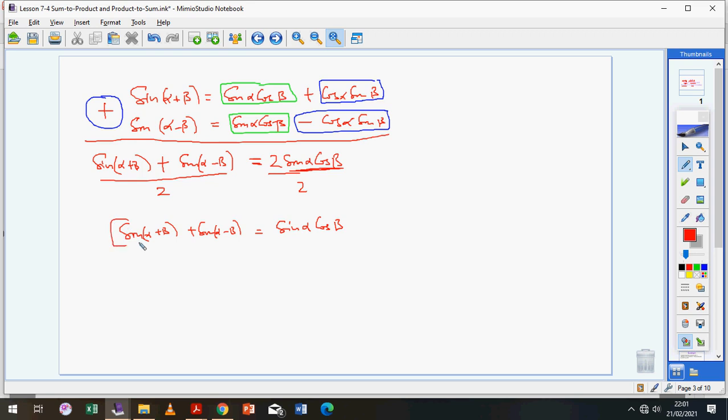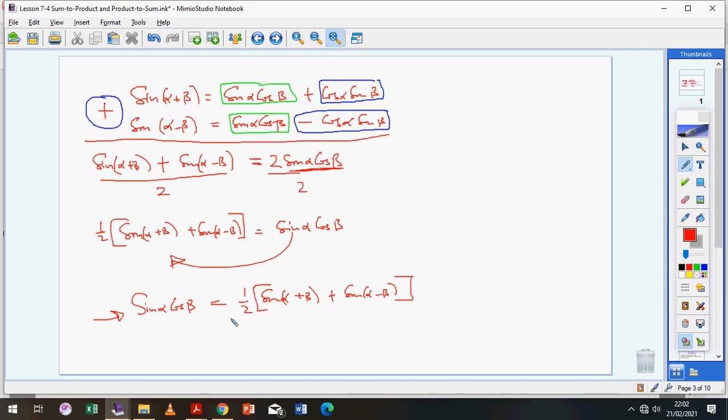Everything is divided by 2, so it's the same thing as multiplying it by half. If I rewrite it, sine alpha cosine beta is equal to 1/2 sine of alpha plus beta plus sine of alpha minus beta. Then I have the formula for transforming something that was a product of two functions into a sum, into a sum of sines, or into a sum of cosines, or whichever the question required.